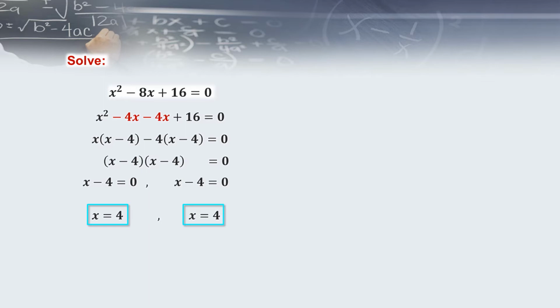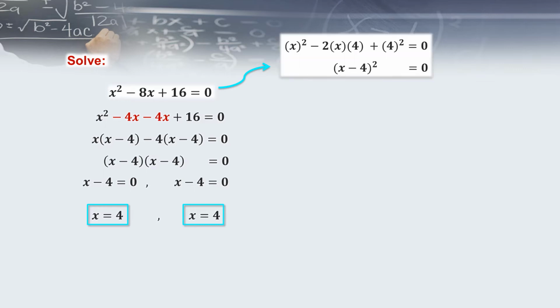This quadratic expression can also be factorized by applying the second algebraic identity, a minus b whole squared is equal to a squared minus 2ab plus b squared. This makes it even more clear that this expression is a perfect square of x minus 4.